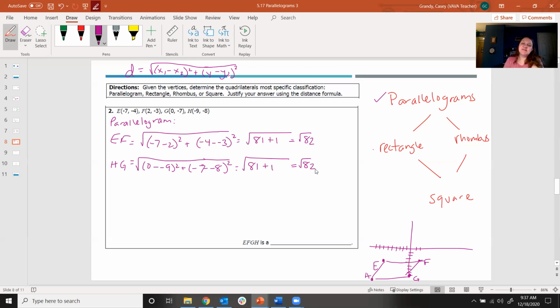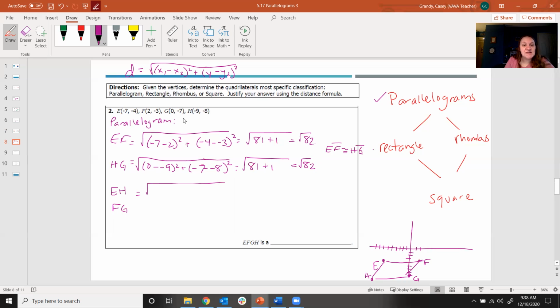Now, I know I didn't simplify these. It didn't ask me what the lengths were. I just want to prove that they're congruent. The square root of 82 and the square root of 82, those are congruent, so that's fine. So I can say that EF is congruent to HG. And now I have to prove the other set of sides are congruent. So we'll find EH and we'll find FG.